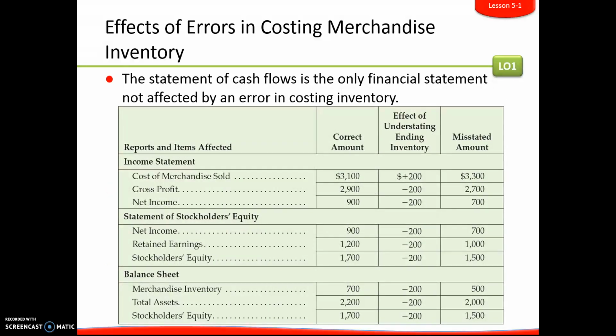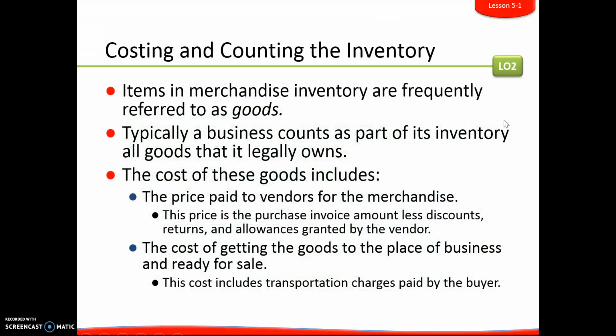So here's a statement of cash flows. It's the only statement that is not affected by any error in our costing inventory. You can see what happens if we have the correct amounts versus the effect on ending inventory versus our misstated amounts. So you can see that nothing really changes other than our income statements and our balance sheet. Those all have amounts that would be misstated if we had an error in our costing inventory. The statement of cash flows is not affected by that error.